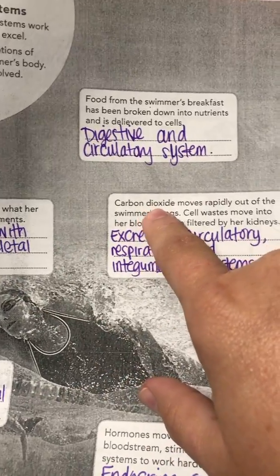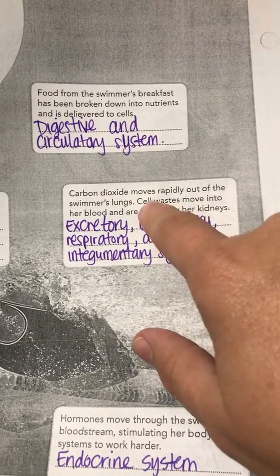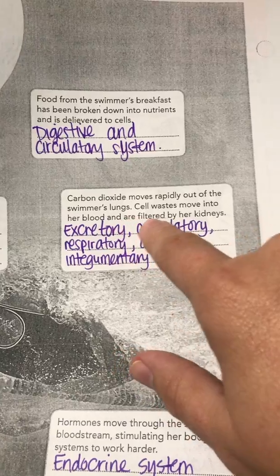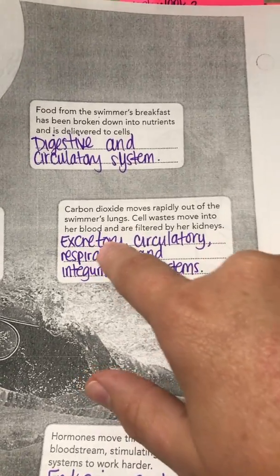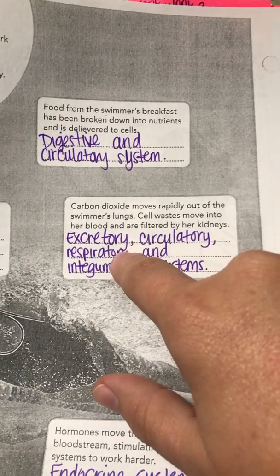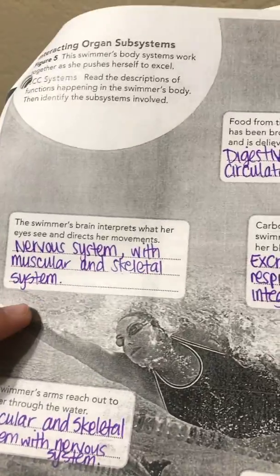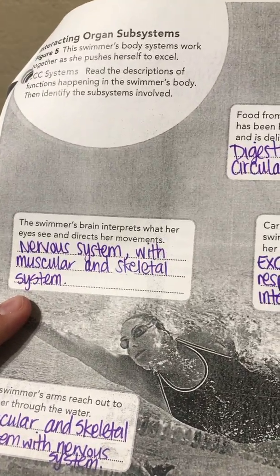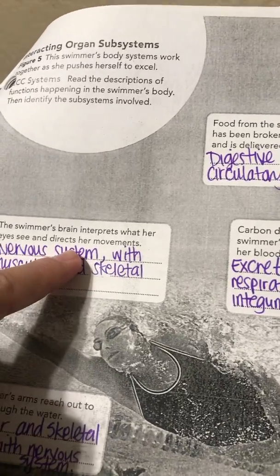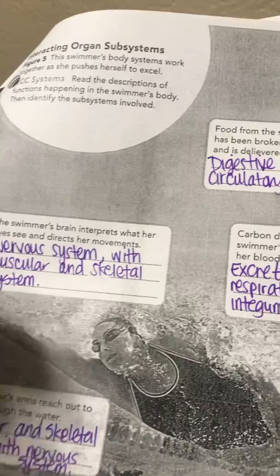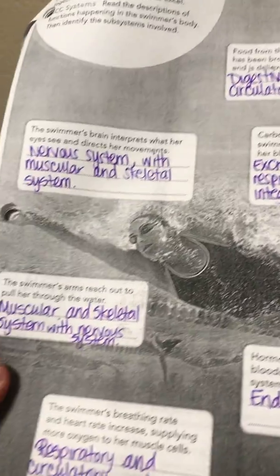Then here, carbon dioxide moves rapidly out of the swimmer's lungs. Cell wastes move into her blood and are filtered by her kidneys. So there's a few different systems at play here: excretory, circulatory, respiratory, and integumentary systems. And then here, the swimmer's brain interprets what her eyes see and directs her movements. So the nervous system is controlling the body. Muscular and skeletal system, they have to work to provide that movement and support.